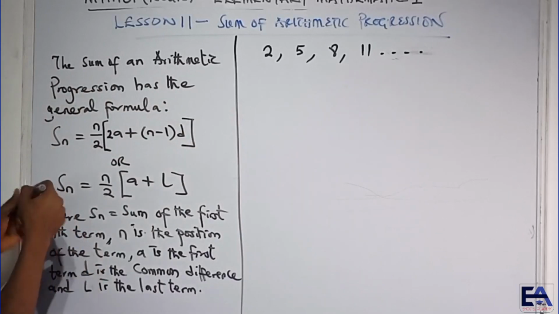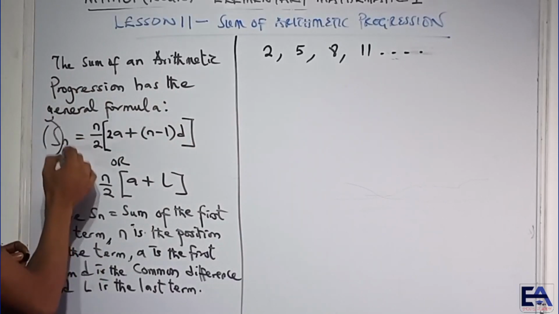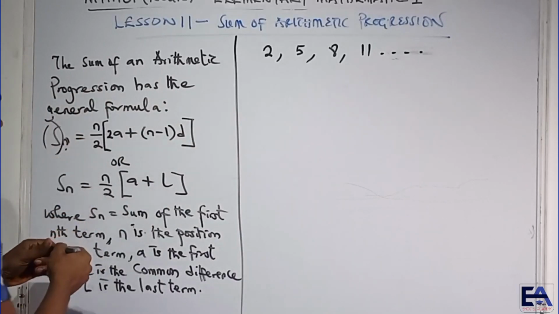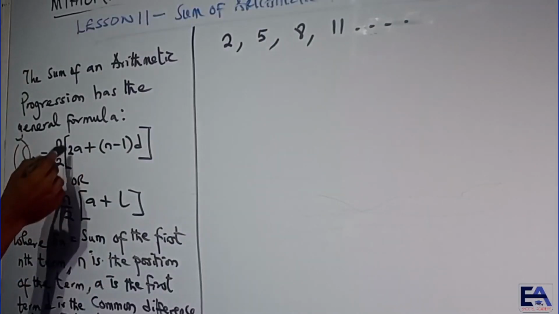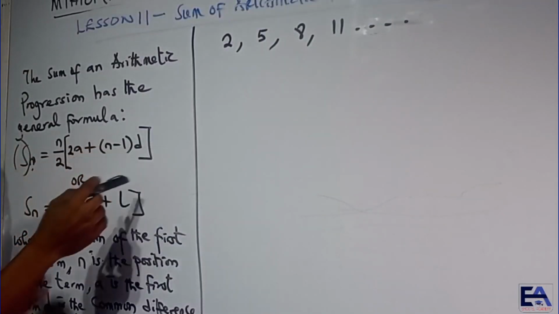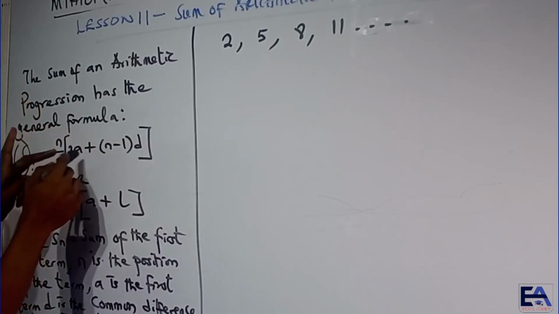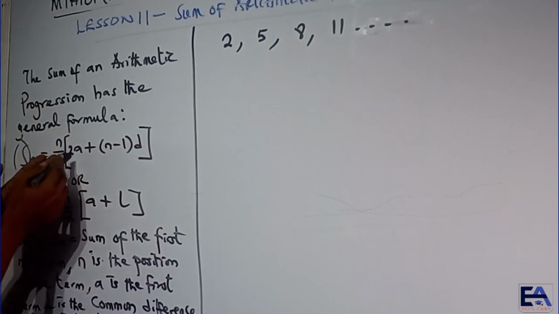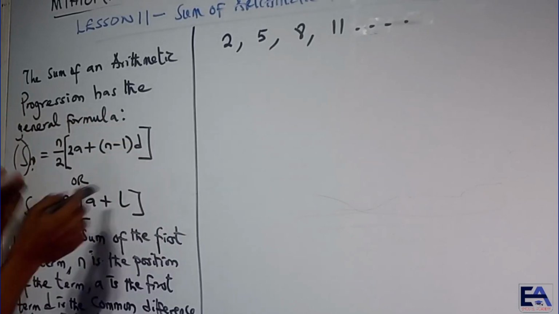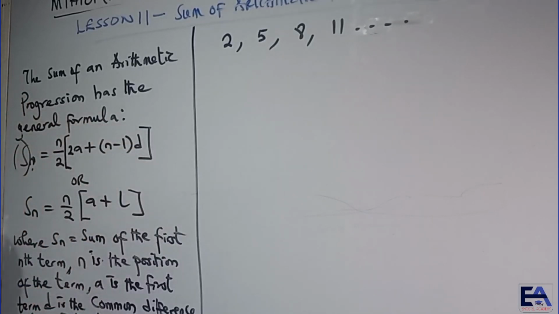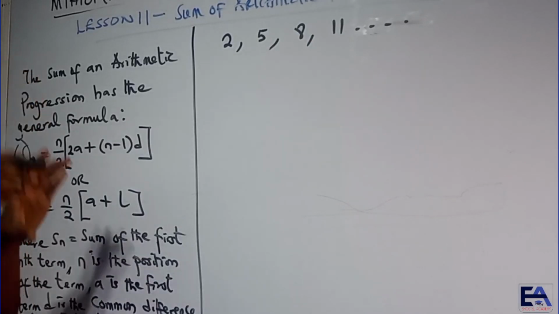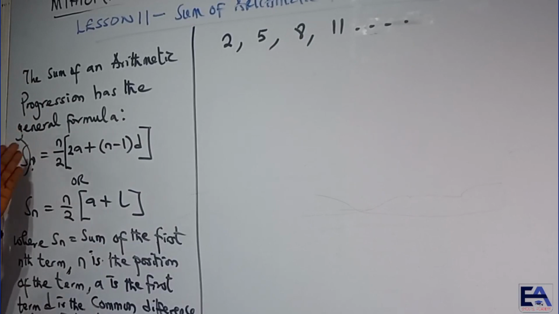Where S is the sum and n is the number of terms. Then n over 2, then 2a plus n minus 1 d. Take the normal a plus n minus 1 d and put it inside, but this time around, a is not standing alone, it's going to be multiplied by 2. Put a square bracket, and then outside you put n over 2. That is how to remember the formula for the sum of an AP.